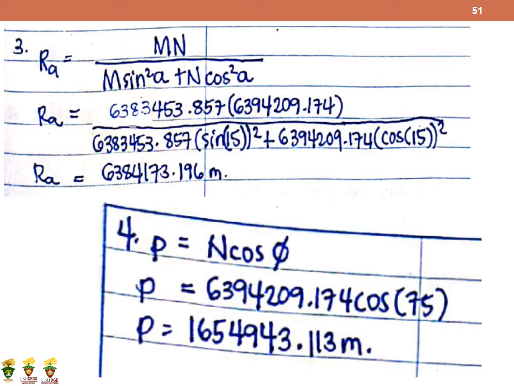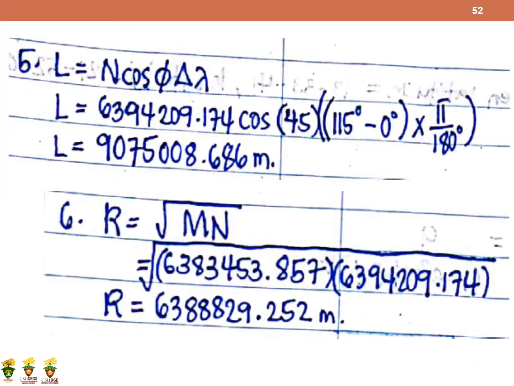And number 4 is the radius of the parallel. This is the formula: n cosine geodetic latitude. Substitute the value of n and the latitude. We can have the value of the radius of the parallel to be 1654943.113 meters. For number 5 is the length of the parallel arc. So we have this formula: n cosine geodetic latitude times the change in longitude.